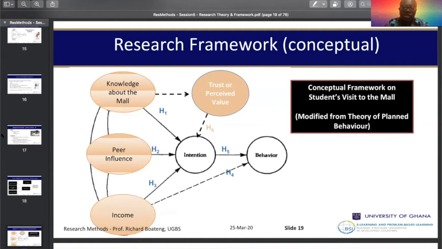So he is saying that he will measure attitude towards the mall by knowledge about the mall, peer influence as the subjective norm, and income as the perceived behavioral control. However, he introduced a new variable called trust, or perceived value, that even though a person has knowledge about the mall, his extent of trust about the mall can influence intention. That's why he has another mediating variable here.